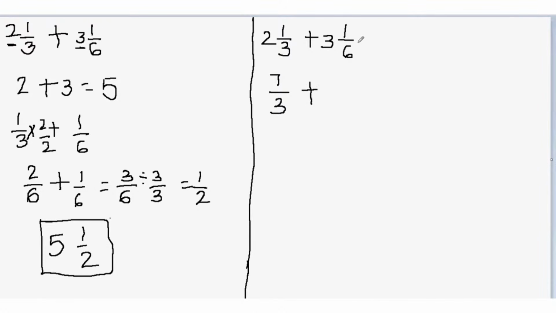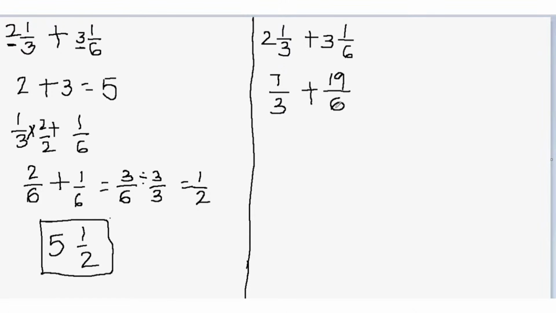Again, I have to change this mixed number into a fraction. So what I'm going to do is multiply my denominator with the whole part first. So 6 times 3 will be 18. And I have to add 18 to my numerator. My numerator is 1. So 18 plus 1 will be 19. And then I still have 6 for the denominator, which is not going to change.